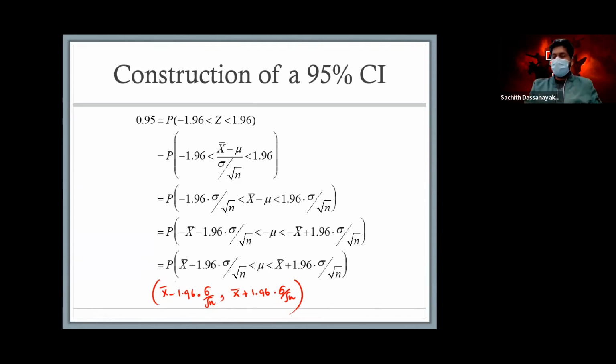Once it goes to 99%, these values change. I'll give you a hint: the only change is here, this value and this value, because once you change this, it affects these two values. Clear? So if you remember this one, you can simply adjust the value and use this.